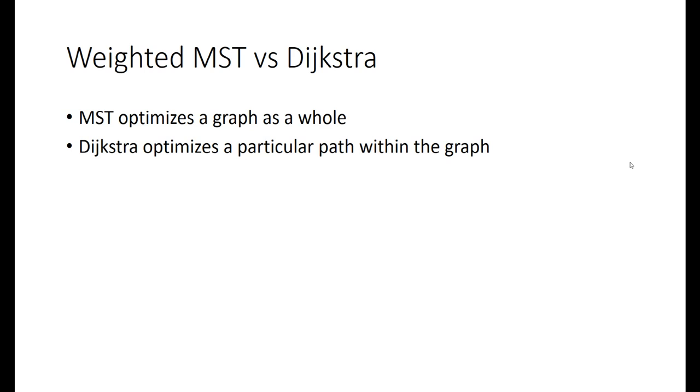If you're looking for a particular path, I want the quickest way to drive from here to San Francisco, that's a Dijkstra kind of problem. If I just want to say, gee, I have this much money to work with and I want to connect as many towns as possible, that's more of a minimal spanning tree kind of problem.